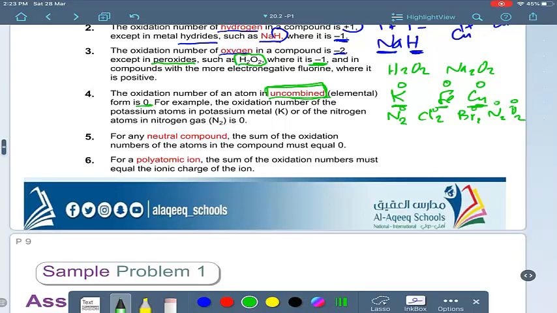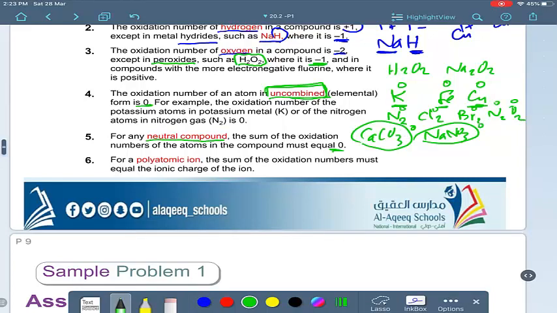Rule number 5. If you have a compound, a neutral compound has the summation of oxidation numbers equal to zero as well. Like CaCO3, the overall charge is zero for the whole compound. NaNO3, for example, and so on. Okay, the overall charge of any compound is zero as well.